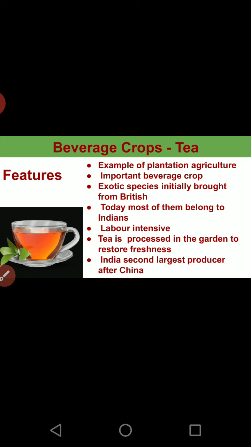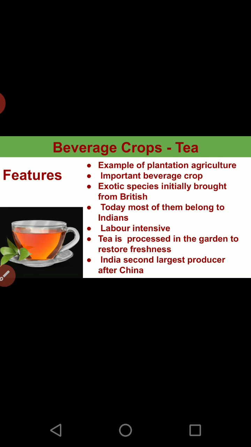Now, features of beverage crops. Tea and coffee. Here, tea is an example of plantation agriculture. It is an important beverage crop, highly in demand. It is an exotic species because earlier it did not belong to India. The British brought it. Today most of the plantations belong to Indians, so it has now become an Indian monopoly. It is a labor intensive crop.